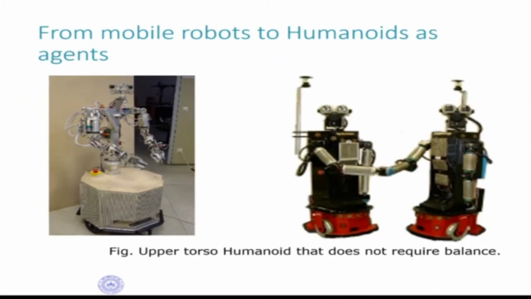Now multi-agents can be extended to many applications. For example, two humanoid robots, one robot which is a wheel-mounted humanoid robot. So this robot is mounted on a mobile base, and there are two robots which are supposed to do a particular task. For example, both the robots you can see are shaking hands here, or they could be carrying an object. For example, this is a very heavy object which one robot cannot carry. Then both the robots will come together and carry the object.